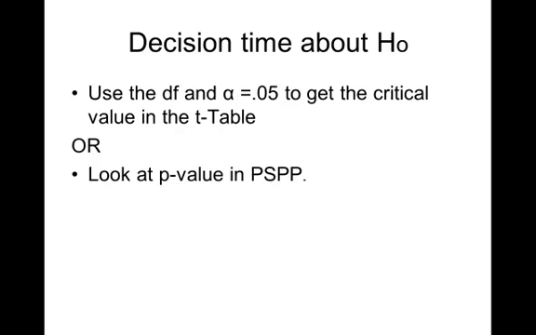And then we have to make a decision about that t-value. Remember, what we're looking to see is, does our t-value jump into the critical region or not? If you had done it by hand, you would need to use the degrees of freedom value and the alpha of 0.05 to get the critical value in the t-table, which is in the appendix. Or in the homework, you're going to be asked to look at the p-value in the PSPP output. Remember, p less than 0.05 means that you reject the null hypothesis. A p greater than 0.05 means that you retain the null hypothesis. When you've rejected the null hypothesis, your value has jumped into the critical region. When you retain the null hypothesis, your value has not jumped into the critical region.